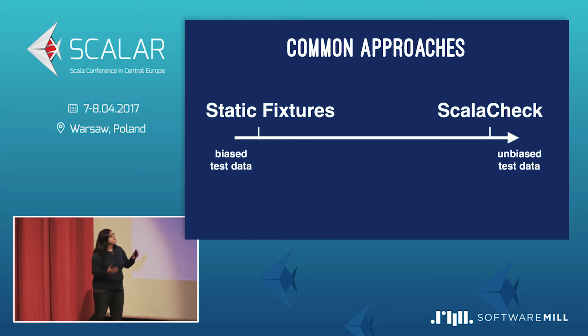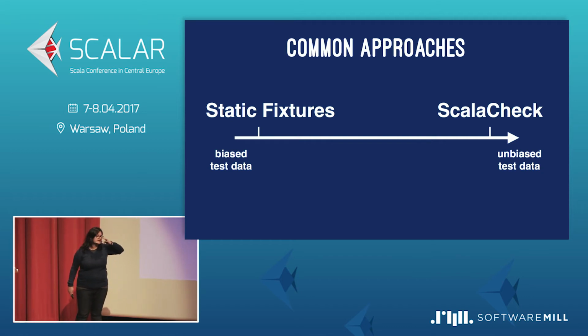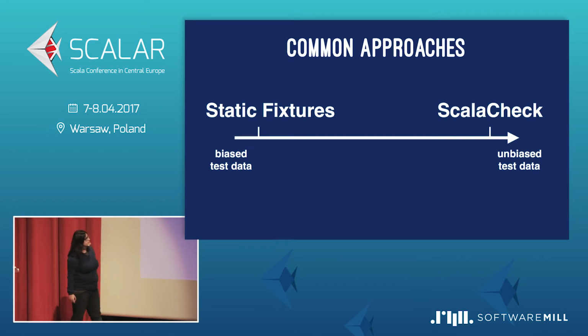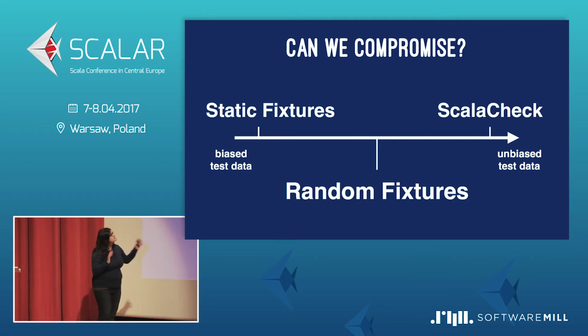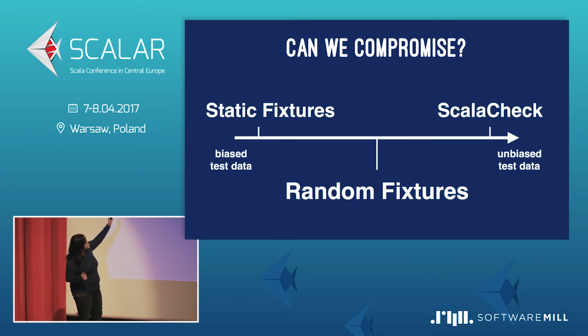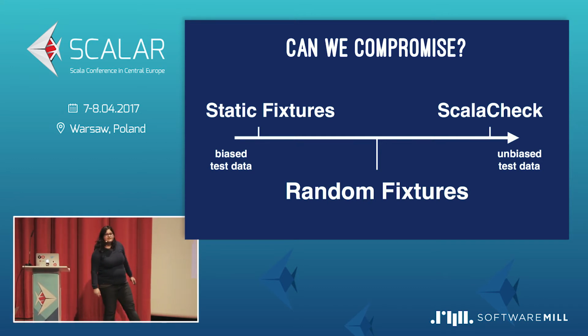So what we have seen so far is that we have two approaches. The static fixtures approach, where we predefine all the test data, is completely biased. Then we have the ScalaCheck approach, which is super cool. The test data is a lot less biased, but it has a limitation when you want to do proper integration tests that involve side effects. So the question is, can we find the middle ground? The middle ground would be: we run the test once, but instead of using static fixtures, we use random fixtures. And spoiler alert, we're going to do it on stage. Yes! Cool, then let's do it.